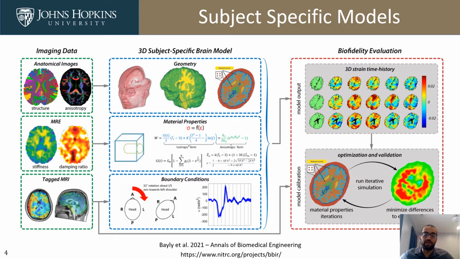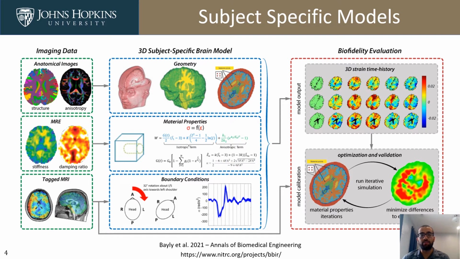This includes magnetic resonance imaging, or MRI data here on the left. That includes anatomical images, where we can get the structure and microstructure of the brain, magnetic resonance elastography images that can allow us to acquire information about the material properties of the brain, and then tagged MRI, which allows us to apply low-rate boundary conditions to a subject's head and measure the strain fields due to that rotation.